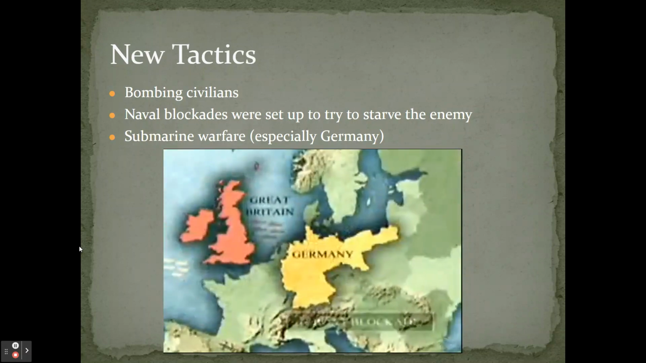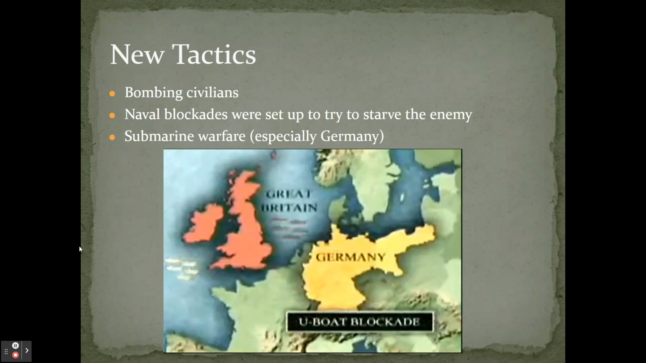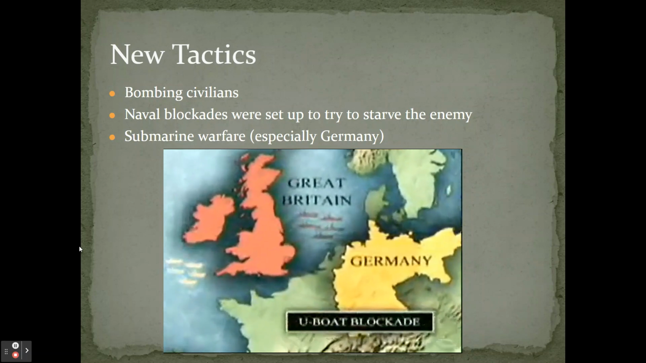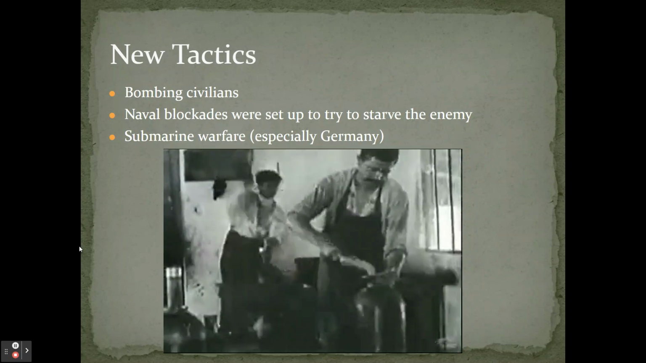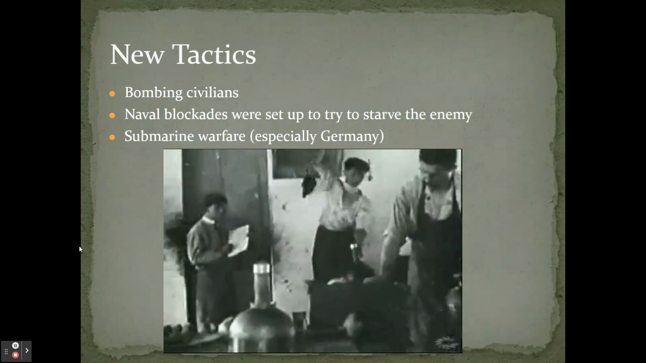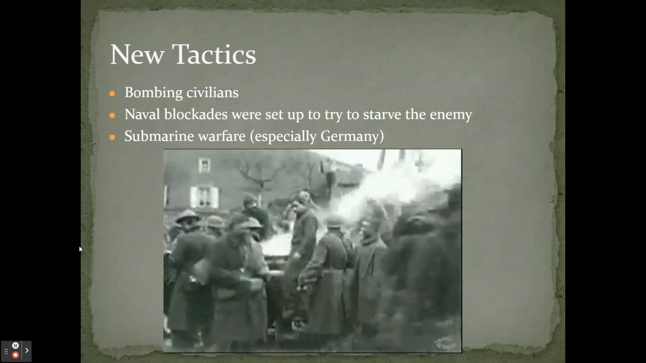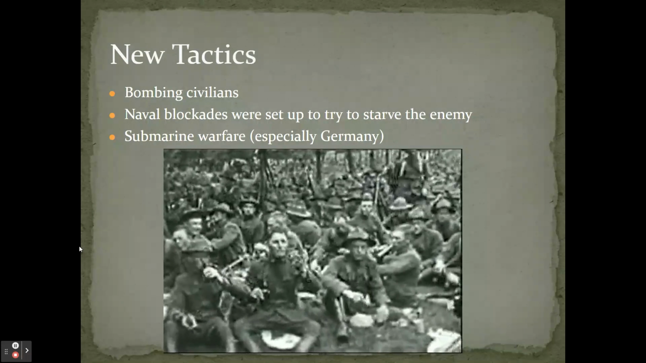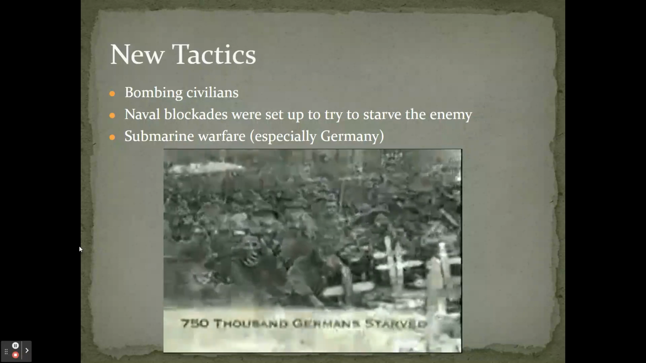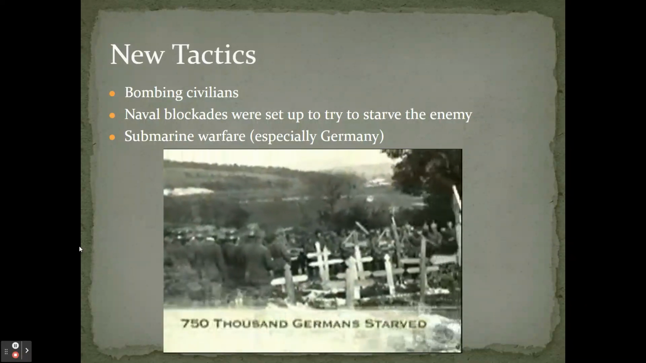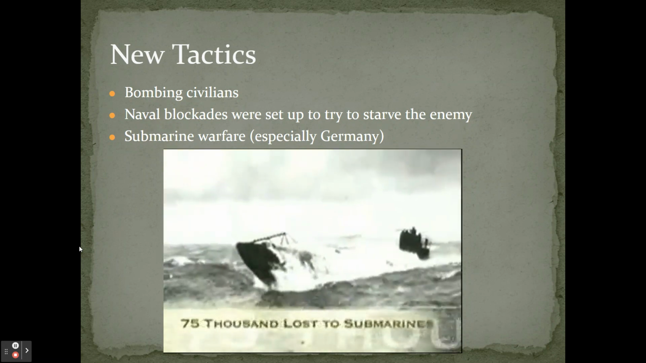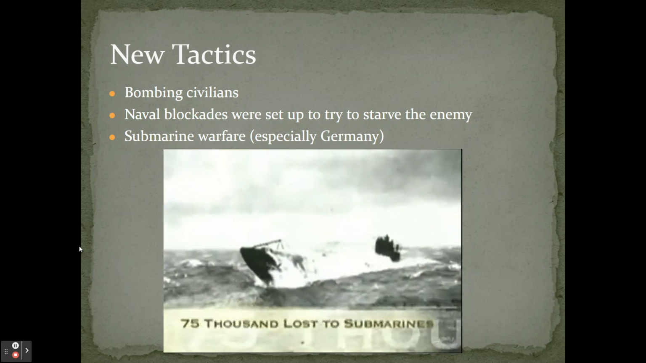Germany then launched a U-boat blockade in response to the British blockade along the German coast, which in theory prevented contraband, weapons, and military supplies from reaching Germany. But the British definition of contraband was wide-sweeping, including food and fertilizer for crops. 750,000 Germans died of starvation during the British blockade. 75,000 people lost their lives due to German submarine warfare.